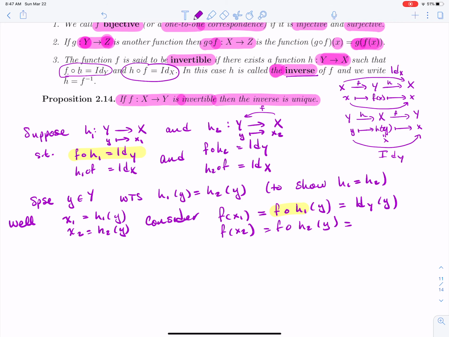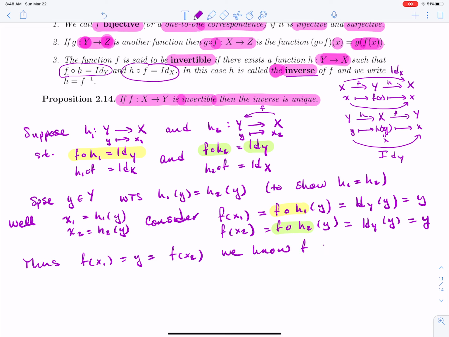And similarly, f following h2 is the identity on y also. So this is also the identity on y of y. And so that's equal to y, and that's equal to y. So thus, f of x1 equals y equals f of x2. And now what do we know? We know that our function f is invertible.